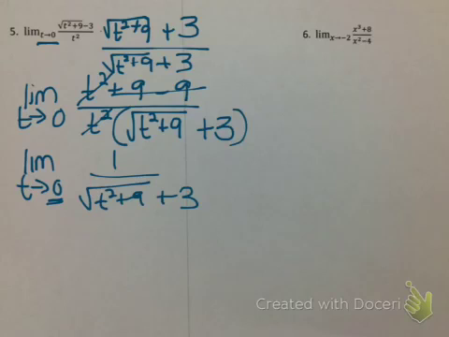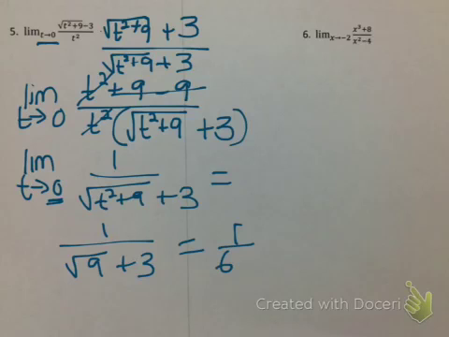Now I can plug 0 in. When I plug 0 in, I get 1 over the square root of 9 plus 3, so I get 1/6. The whole point of all of these algebraic techniques is to simplify the function so that you can use direct substitution after you've simplified it.